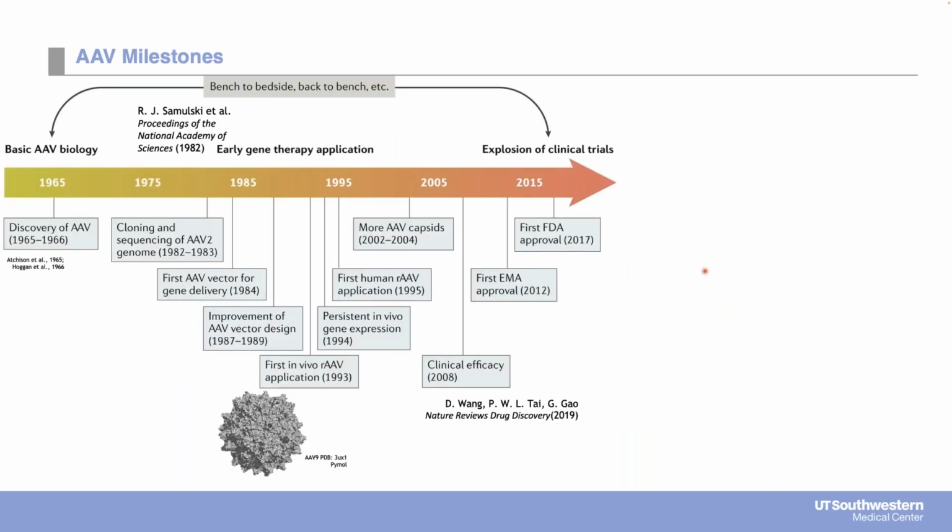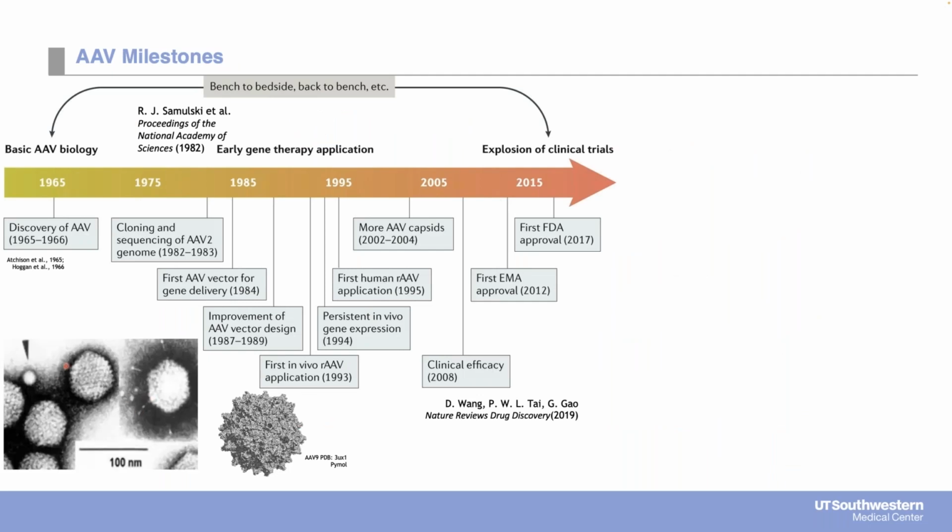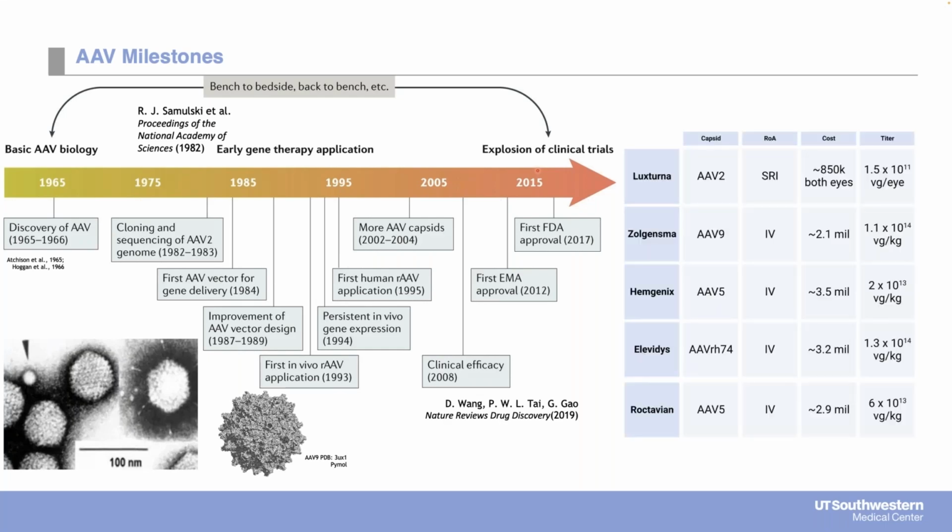AAV was first discovered as what I like to refer to as gene therapy's happy accident, when a couple of researchers were making adenovirus, and they found this tiny little contaminant known as AAV within their adenoviral preps. Since then, there's been an explosion of clinical trials, where now there are hundreds and hundreds of clinical trials utilizing AAV. But what I find surprising is that only 5 of them are currently approved by the FDA in the US. That really raises the question, why is there so little FDA approval, and what's really holding it back?